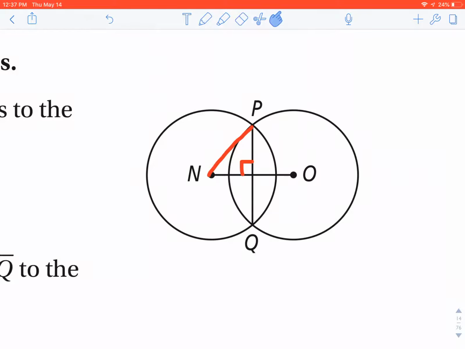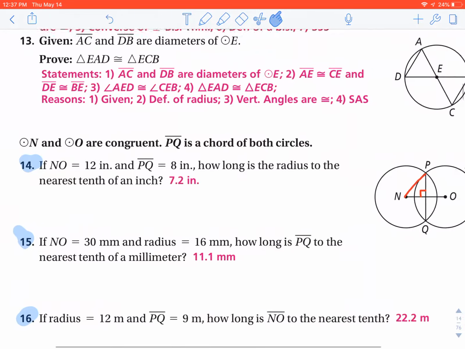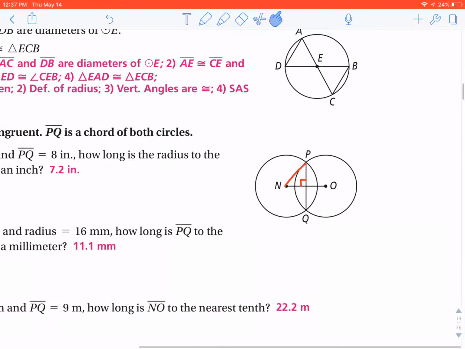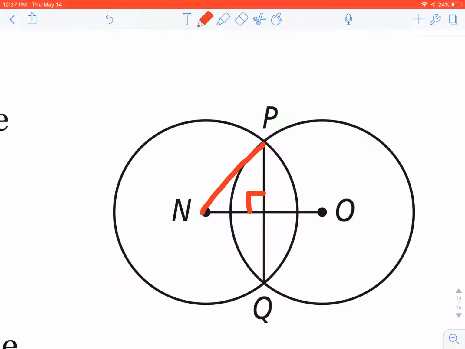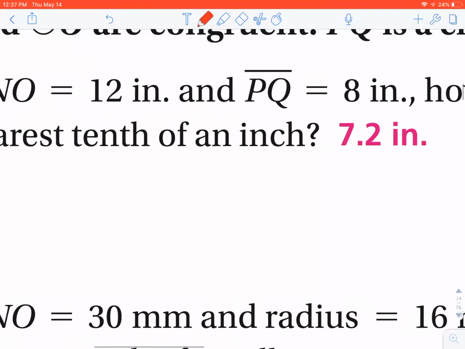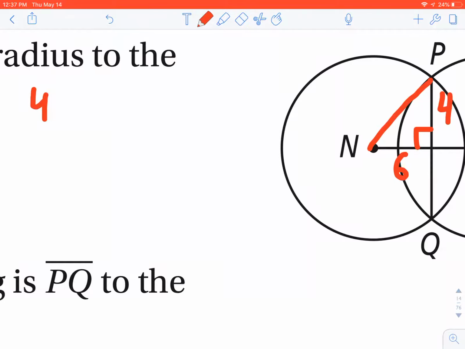Now, the fact that those lines are perpendicular tells me that they bisect the other line. So in this case, if NO's length is 12, that means that this piece right here is 6. And if PQ is 8, then that means that this piece is 4. So now, if I go to solve for the radius, I'm just going to use Pythagorean's theorem. So I'm going to say 4 squared plus 6 squared, and I'm going to call the hypotenuse x squared. That's what I'm looking for.